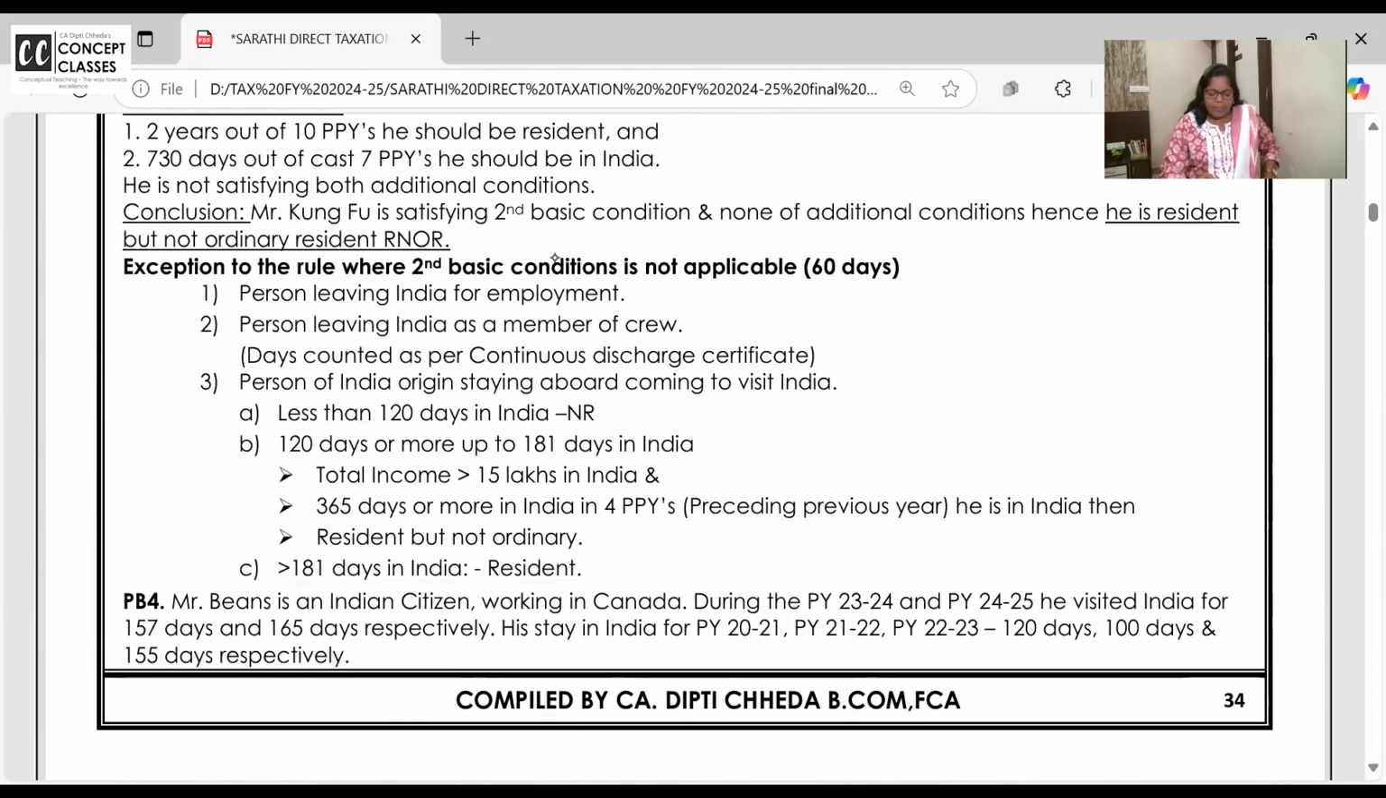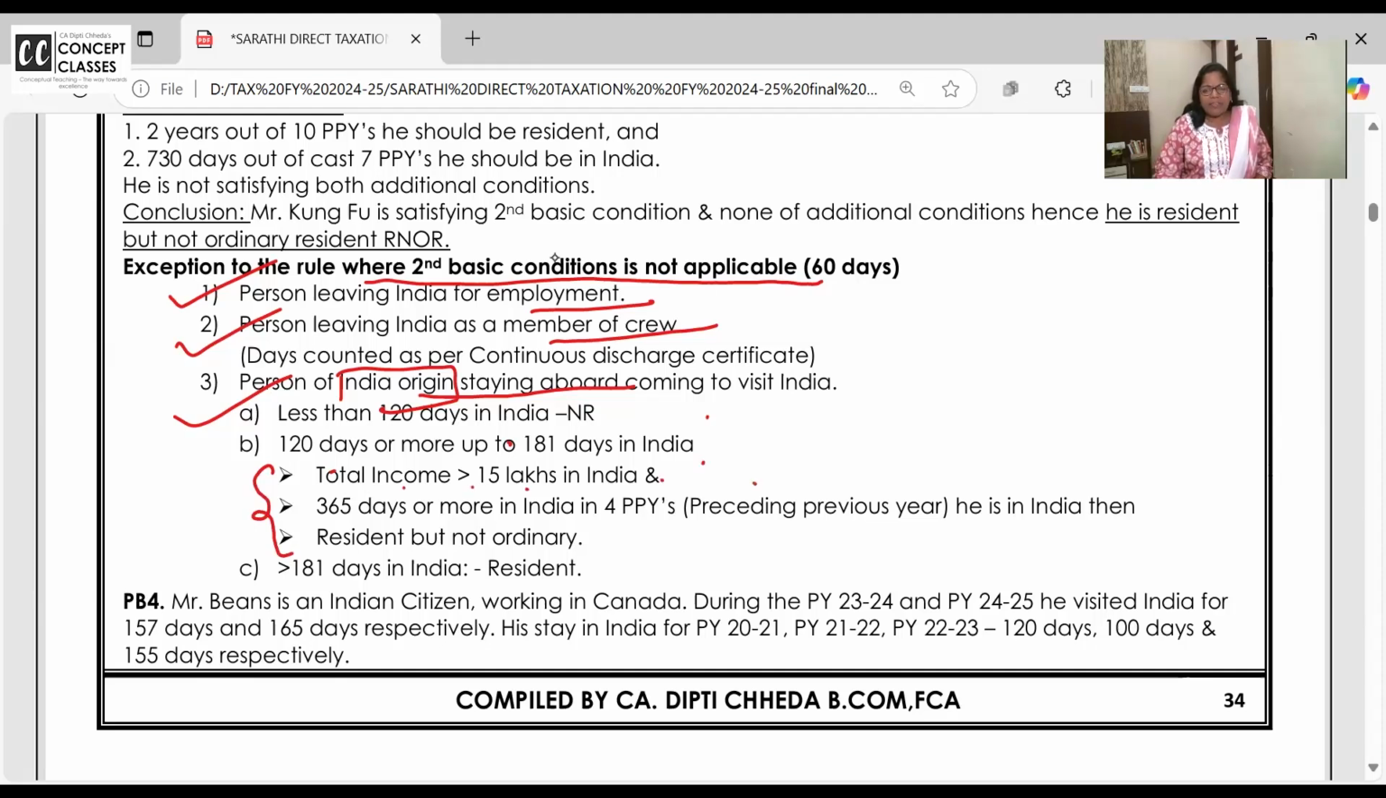Look at this. The second basic condition is not applicable for a person leaving India for employment as a member of crew and a person of Indian origin staying abroad, coming to India. Less than 120 days, non-resident. 120 to 181 days, all the 3 conditions should be satisfied.